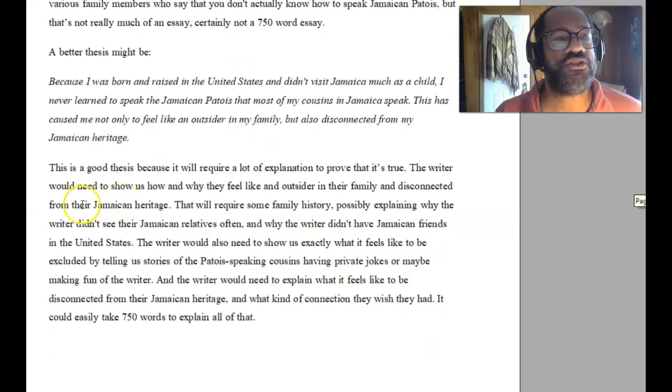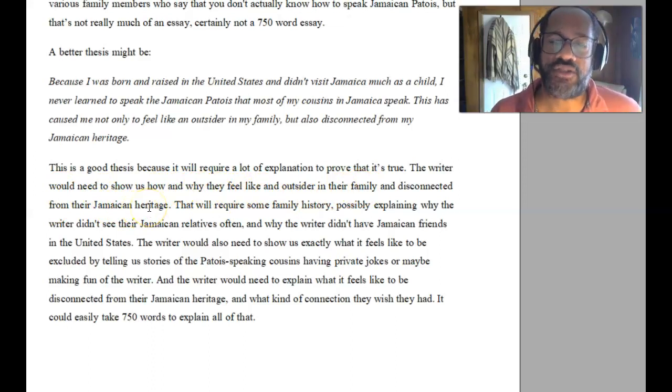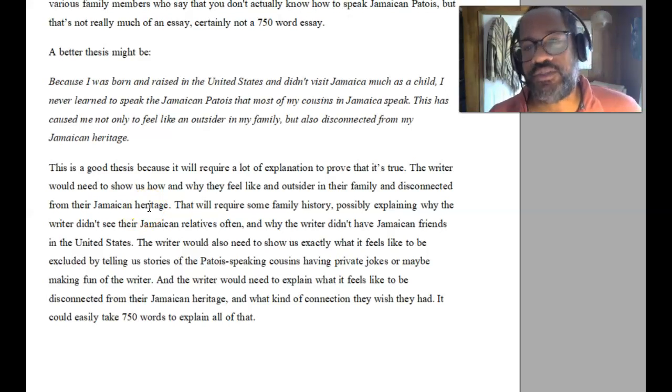Let's think about why this is good. I say this is a good thesis because it will require a lot of explanation to prove that it is true. The writer would need to show us how and why they feel like an outsider in their family and disconnected from their Jamaican heritage. You have to show that that's actually what's happening. And it's very different from saying I don't speak the language, which is just a fact, from this is how I feel about not speaking the language, and that's what I want you to focus on.